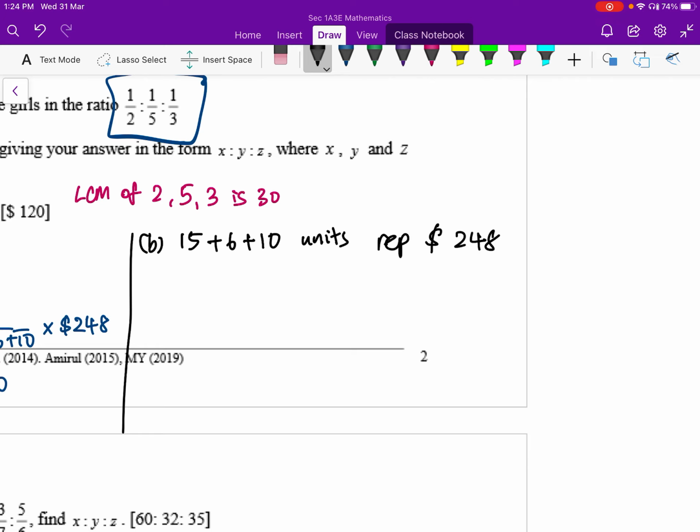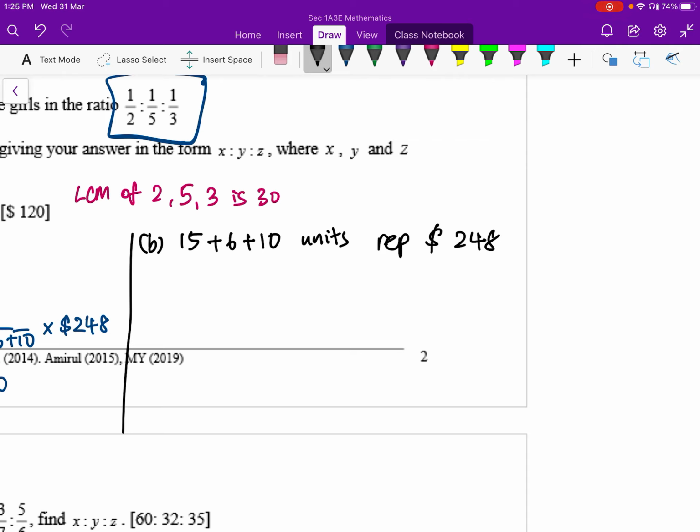I did not write equal. I did not draw arrow. I did not put a dash. I wrote REP. That is the only thing I'm going to accept. Okay, I say again. No arrows, no dashes, no equal sign. REP for represent. So this is our 31 units represent 248.